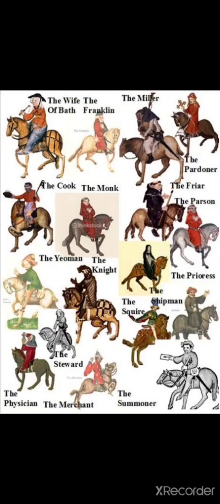The prioress, Madame Eglantine, wears a brooch that reads Amor vincit omnia, or Love is victorious. Being part of the clergy, she is expressively religious and kind to men as well as animals. She also excelled in the French language. She is accompanied by a second nun, who is the prioress's secretary.